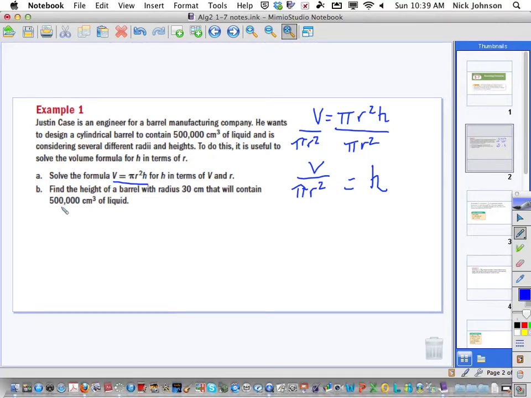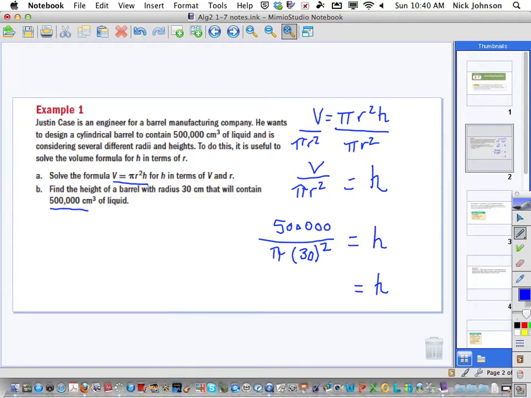B says, find the height of the barrel with radius 30 that will contain 500,000 cubic centimeters of liquid. Well, 500,000 cubic centimeters of liquid is our V, so I'm going to put 500,000 in for V, divided by pi, and then R is 30, and then we square it. And that's going to tell us our height.